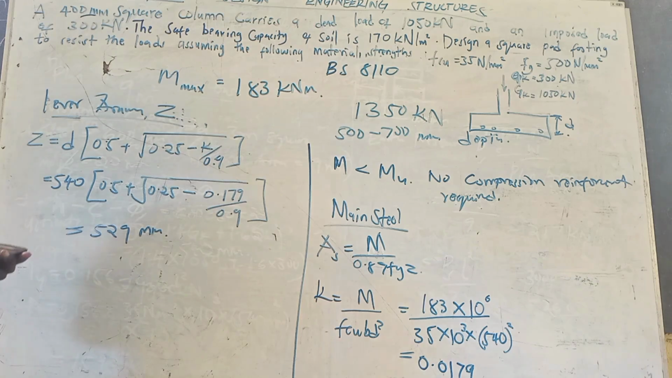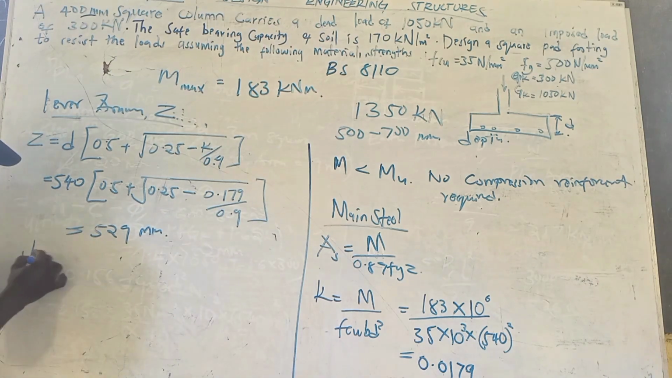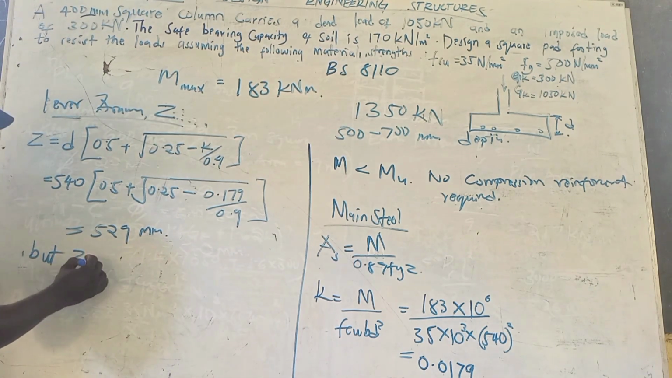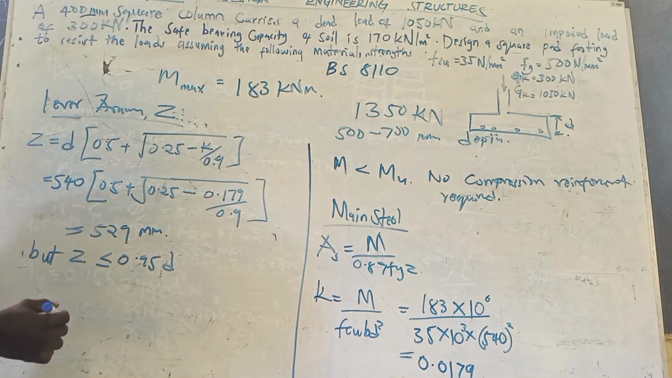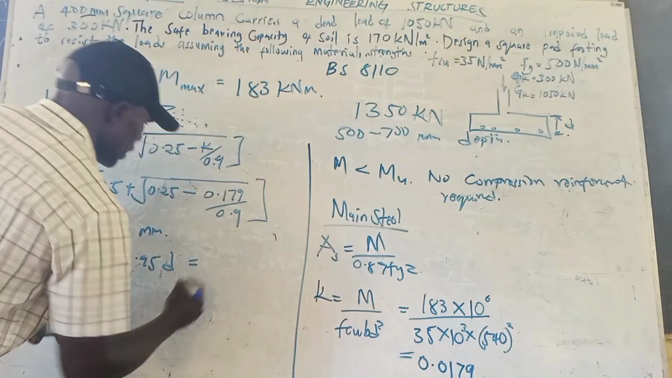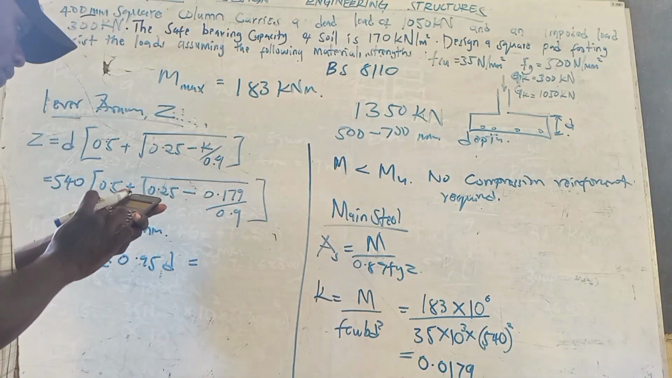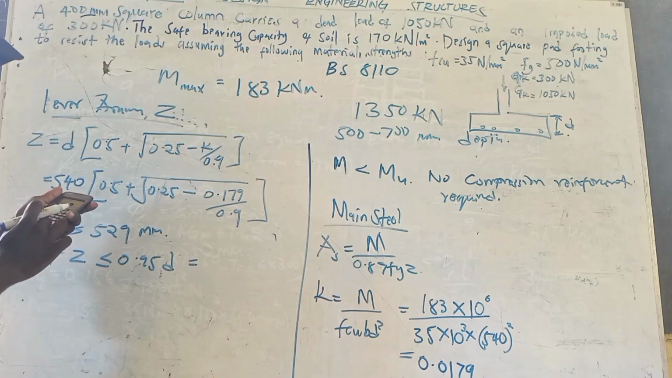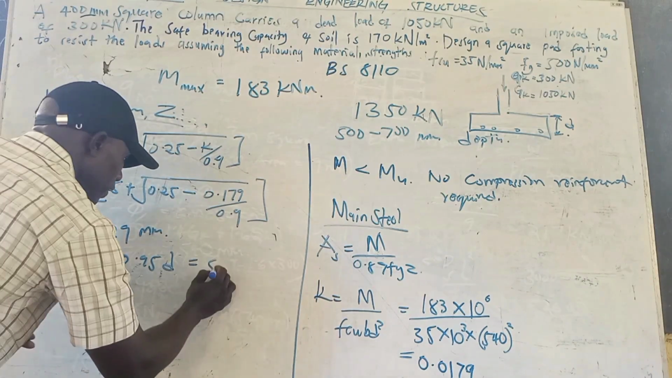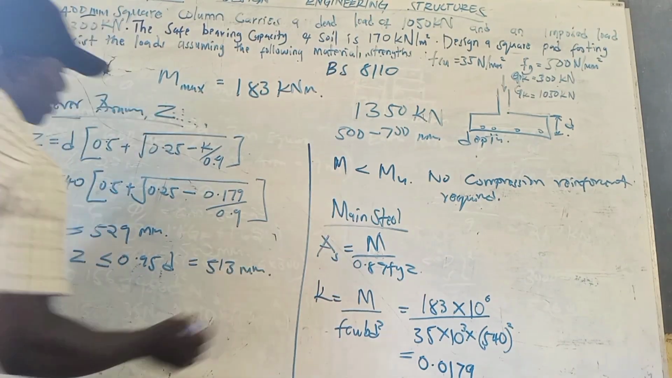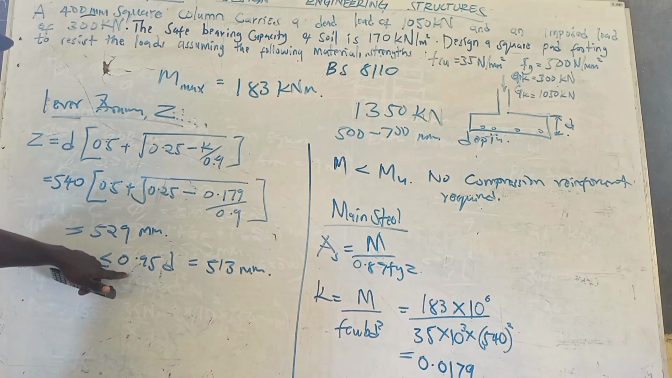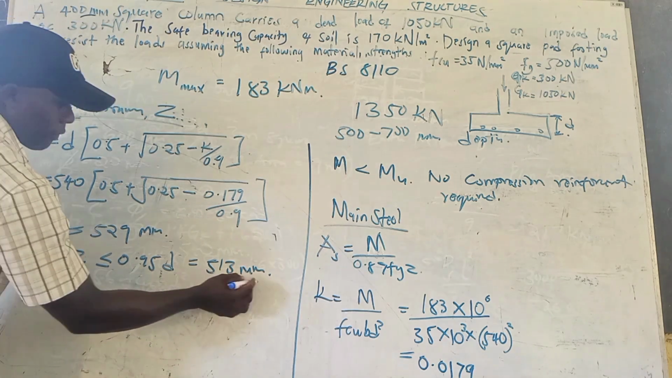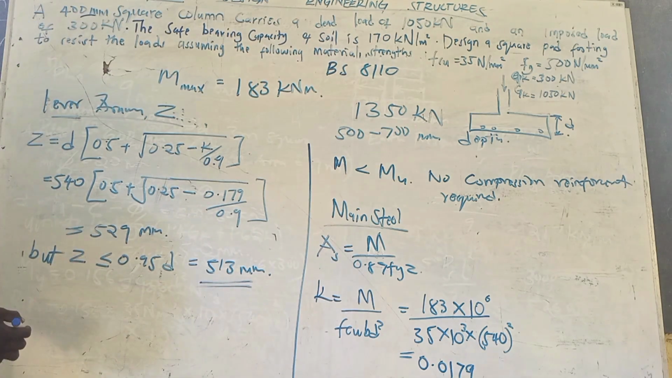Okay? But remember, your lever arm Z should be less than or equal to 0.95 D. So your 0.95 D, in this case, 0.95 by 540 is 513 millimeters. So our value for lever arm here is higher than what is required. So we proceed with 513 as our lever arm.